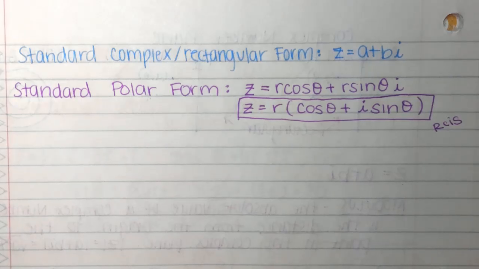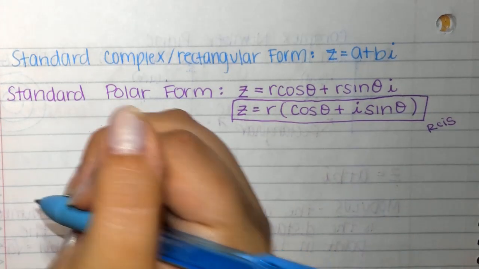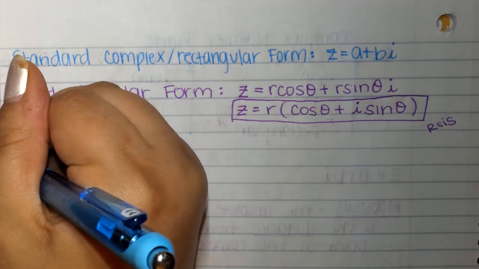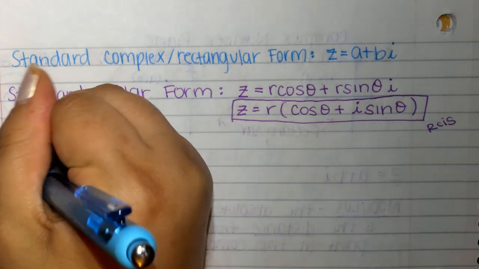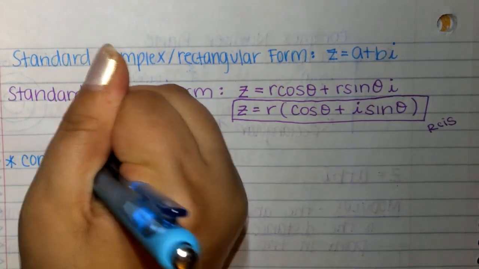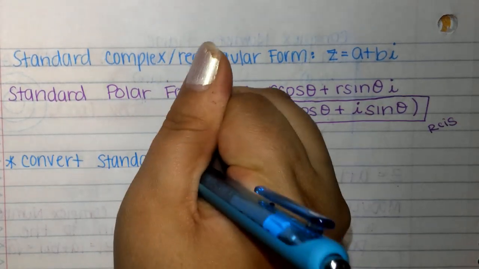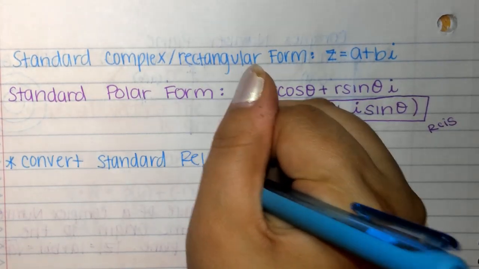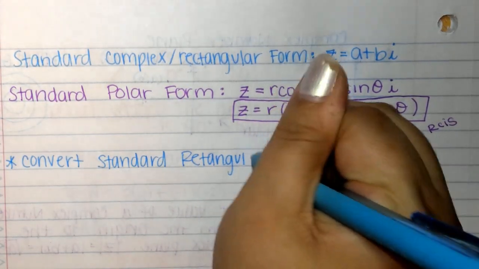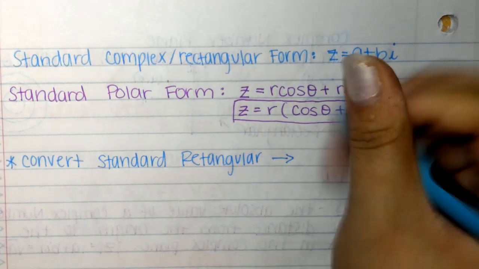So now we're going to do 2 examples converting forward and then 2 examples converting backwards. And we're good. Alright, so let's convert standard rectangular to polar form.